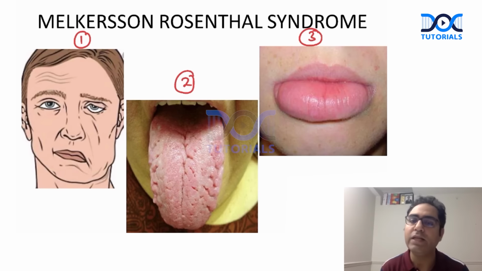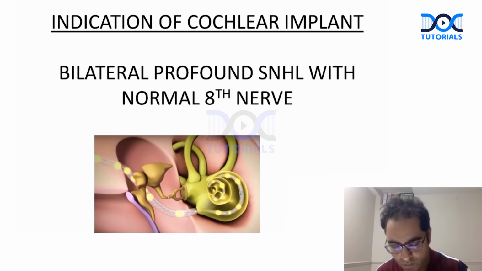Melkersson-Rosenthal syndrome. The 3 features are, number 1, recurrent facial palsy. Number 2 is fissured tongue. Number 3, swelling of lips. Now, let us do some devices.